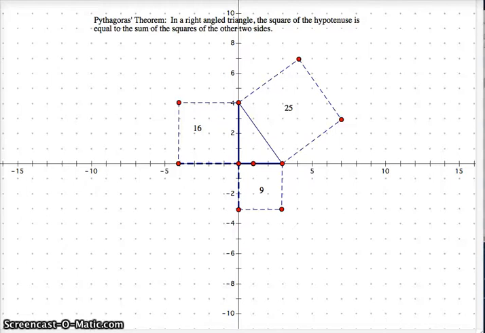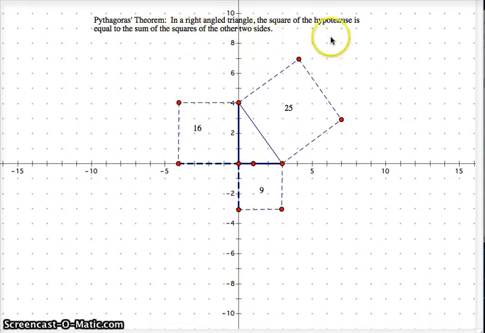Good morning. I'm going to try to prove the Pythagorean theorem, as you can see from the picture here. Let me get my pen started. First, the Pythagorean theorem states that in a right-angled triangle, the square of the hypotenuse is equal to the sum of the squares of the other two sides.